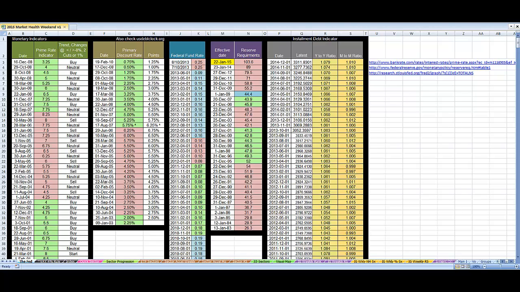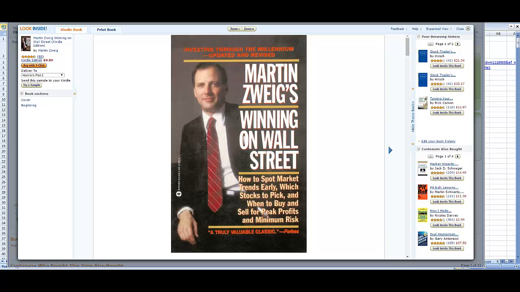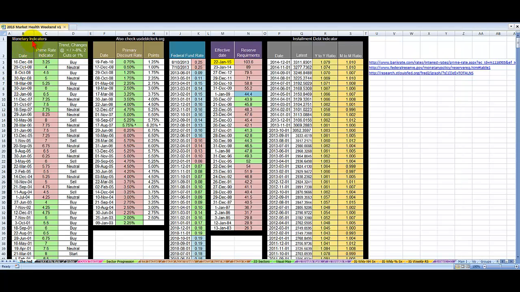The first page in my workbook, I'm mostly looking at monetary indicators. If you'd like to learn more about this, you can read Marty Zweig's book, Winning on Wall Street. I got a lot of these ideas in regards to monitoring monetary indicators from him, and it's a good book, definitely worth reading. The first column, we're looking at the prime rate indicator as issued by the Fed, and you can see that over the years the interest rate has gone up and it's also gone down.